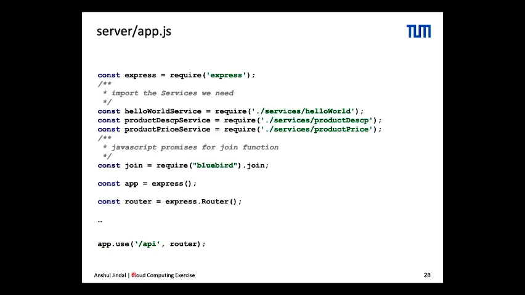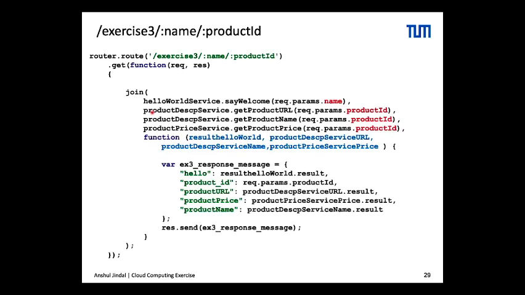Now let's see the main server, which is calling all these three individual microservices. Here you can see I'm importing the services, which include all the Seneca.act methods for individual microservices, and then use these three individual services' act methods to send the arguments and get the response back. And for that, there is this router. As you remember, the API which we were calling was exercise 3, then the name passed by the user and the product ID. This name is sent to the say welcome function, and the product ID is sent to the other three functions which internally are calling the microservices.